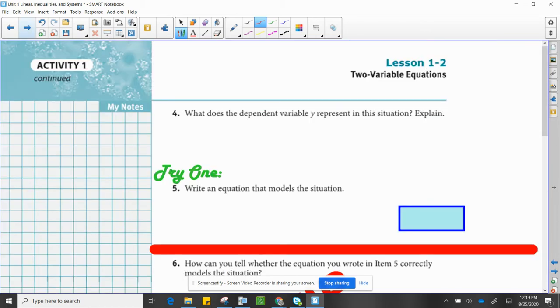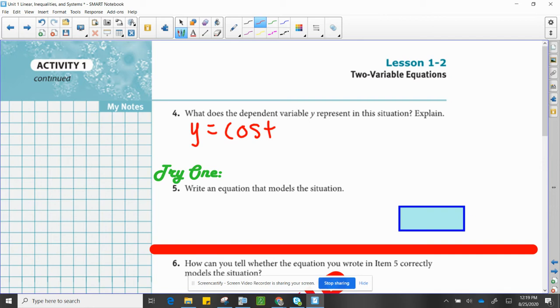So that leads us to the next question here. What's the dependent variable y represent? So the dependent means it's dependent on how many hours we rent. So the y value represents the cost, how much money we spent at our water park.